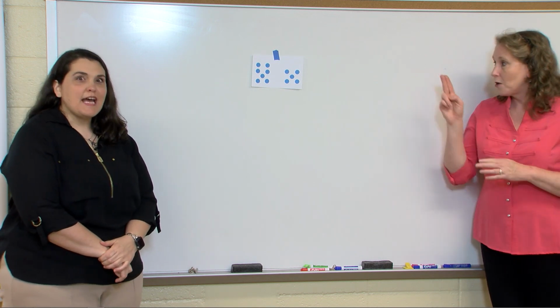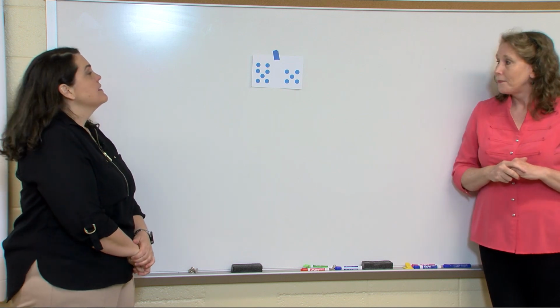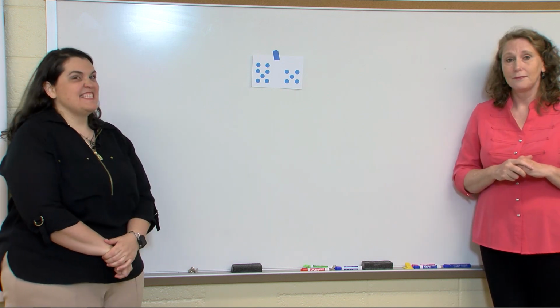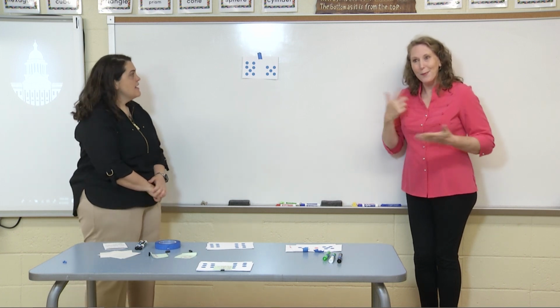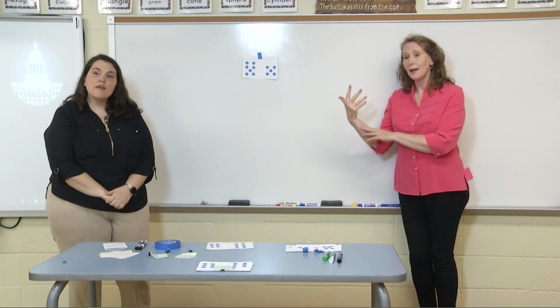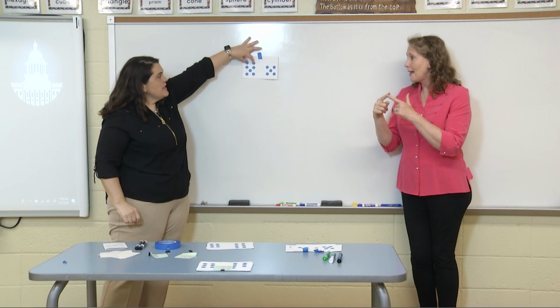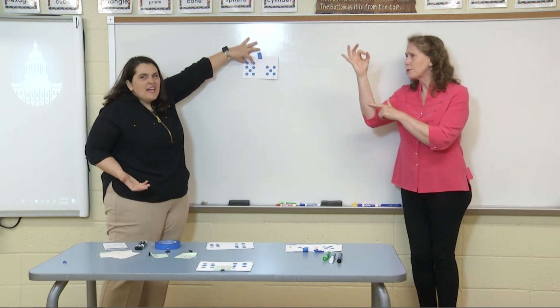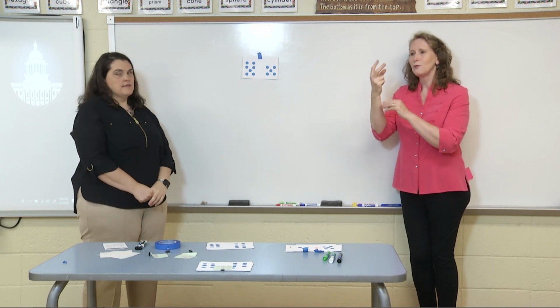Did you use a strategy we used on the last set of cards? I can see the double 5s too. Thank you for pointing them out to me. I see 5 and 5, and I know that double 5 makes 10. Then I only have to think about these 2 extra dots to know that there are 12 dots on the card.